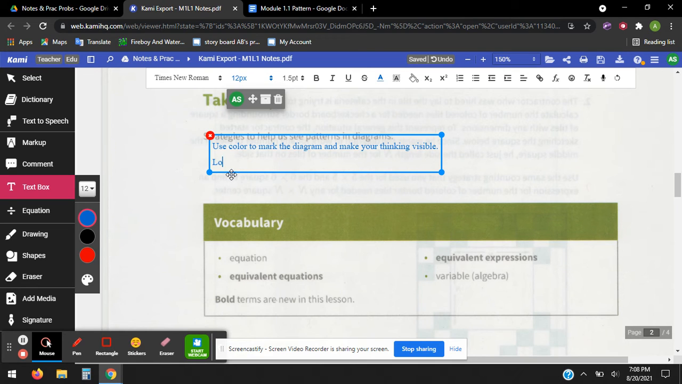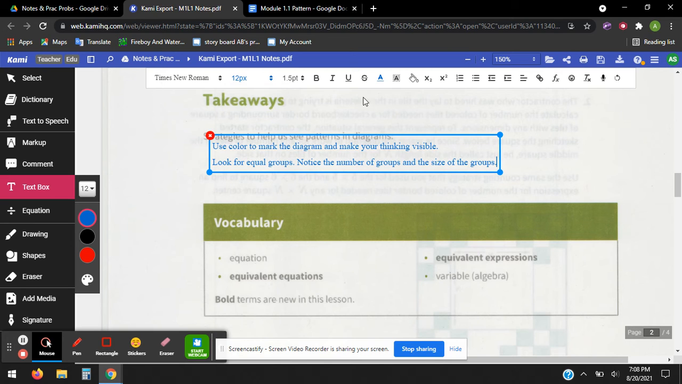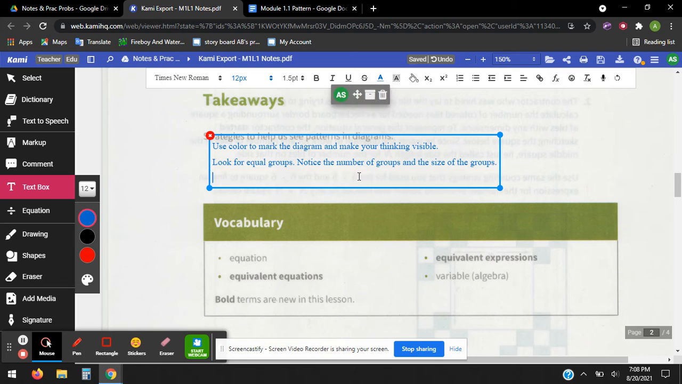Another thing I did was look for equal groups. And notice the number of groups and the size of the groups. Okay, so I looked at those four corners. I noticed all those four corners are going to be the same. They're not going to change. We're always going to have those four corners. And then I would look and see, oh, the N's are going to be the same. The L's were going to be the same. The W's were going to be the same.